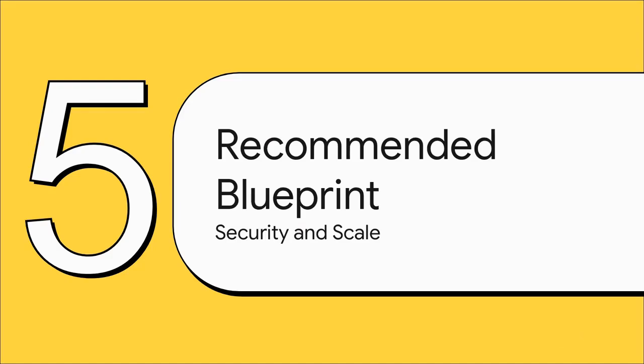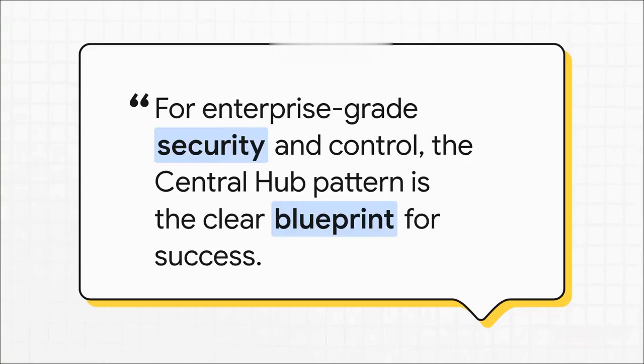But when you're talking about enterprise-level architecture, you need a clear blueprint, one that puts security and manageability at scale right at the top of the list. And here it is. This is our recommendation. For most large-scale security-first organizations, the central hub pattern is just the best foundation you can build on. Why? Well, it dramatically shrinks your attack surface. Instead of having powerful deployment credentials scattered across multiple environments, you have one single, tightly controlled, and easily audited point of deployment.